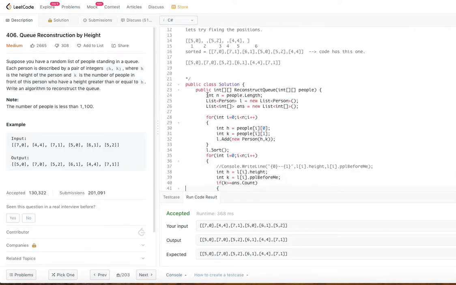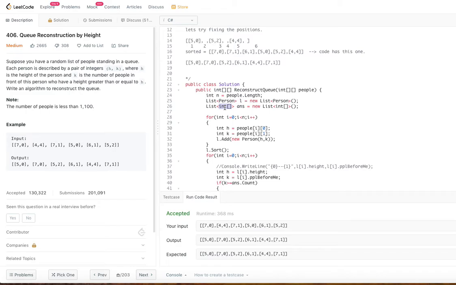So there is n. There are n people in total, that's people.length. I am picking up two lists. For the purpose of storing h and k, I have created a placeholder class, because these are not individual elements. I am storing them in a placeholder class, which I am calling Person. We will look at the Person class in a bit. And this is an answer array where each element in the list is an integer array. Of course, this integer array will contain only two elements, h and k, that's it.